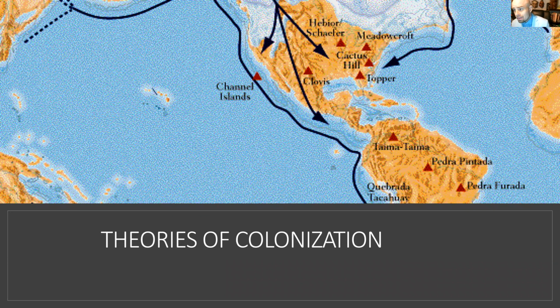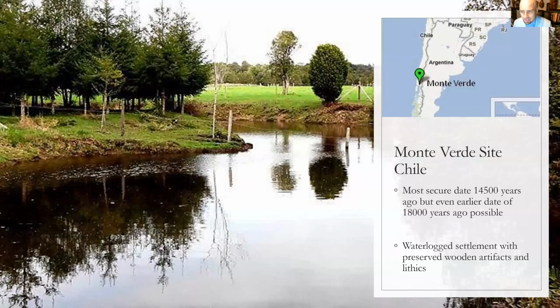Now, I think the preponderance of evidence suggests the coastal route because of sites like Monte Verde, which was inhabited before the ice-free corridor opened up. So this has pushed back our dates. It's a site in modern-day Chile where they found a town. It's a waterlogged town, so they found wooden artifacts and lithics and such. And there's lots of wood to date. It dates back 14,500 years ago.